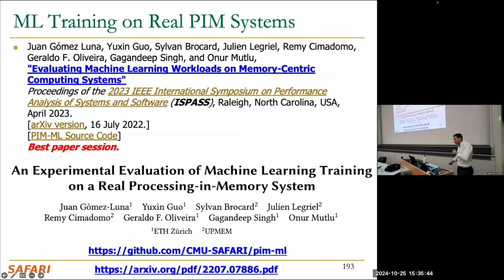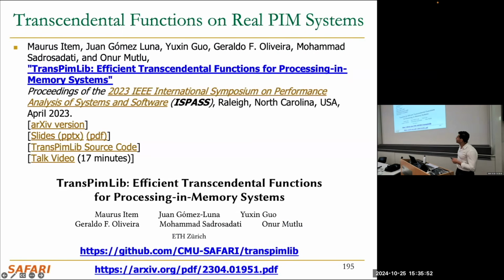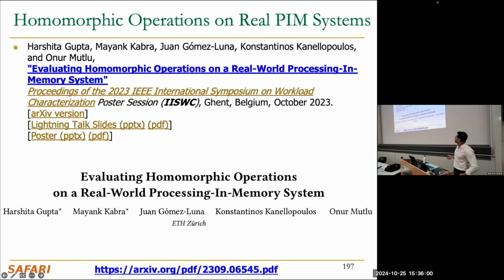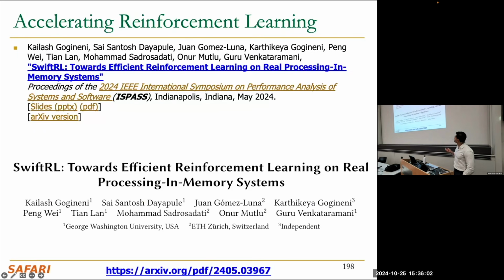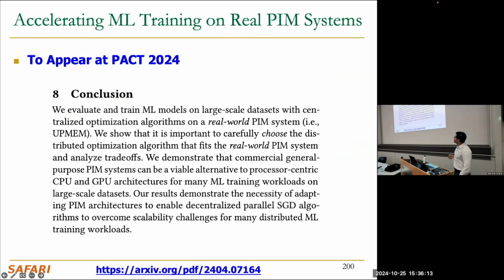training, like executing things like decision trees, k-means, or logistic regression over there, doing sparse matrix multiplication, and, I'm going to talk a little bit more on these, transformer functions on these chips, sequence alignment, homomorphic encryption, reinforcement learning, and recently we showed this paper, IMPACT, where it does distributed optimization algorithms over there.